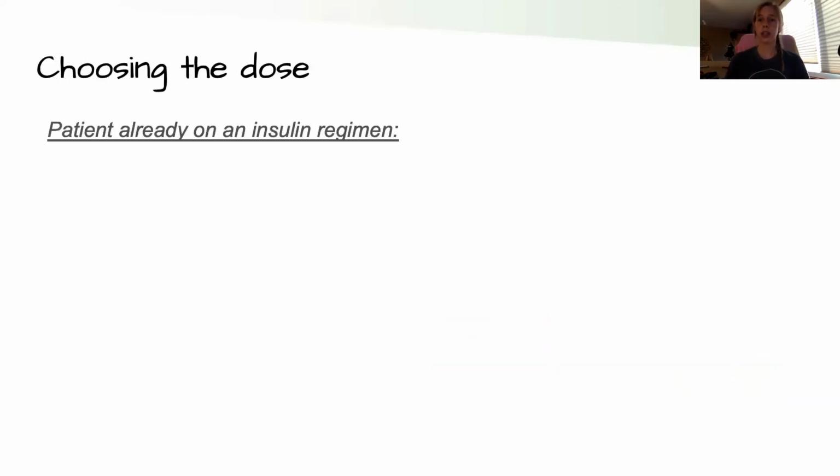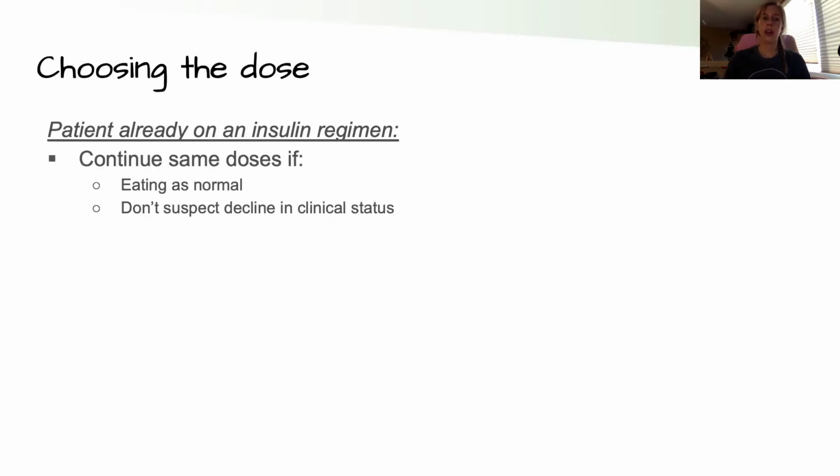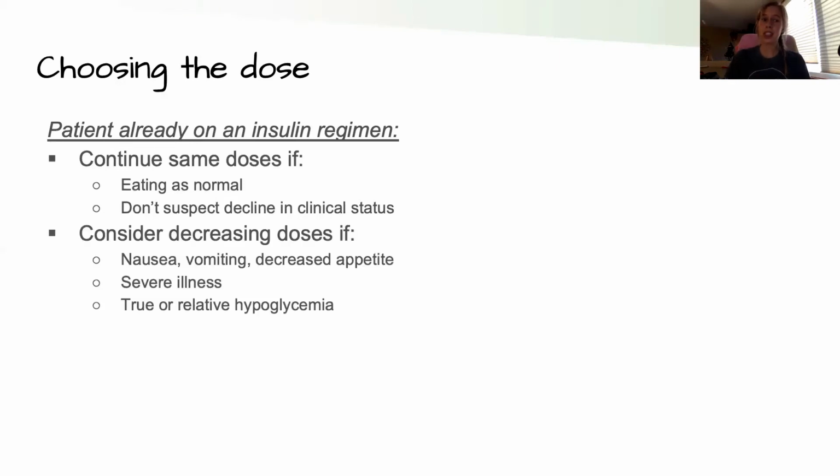Okay, so how do we choose our dose? If your patient is already on an outpatient regimen, you can continue that same dose if they're not critically ill, they're eating as normal, and you don't expect a decline in their clinical status. So let's say they're admitted for cellulitis and they're not septic. That would be maybe a situation where you can continue that same dose. You may want to consider decreasing their dose.